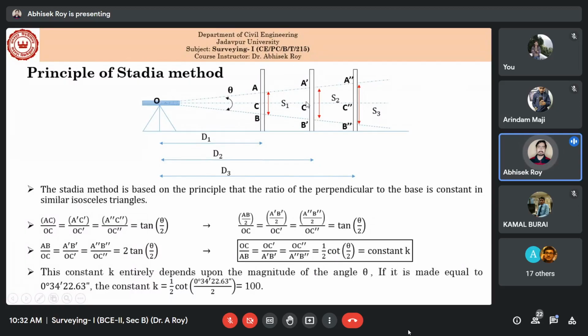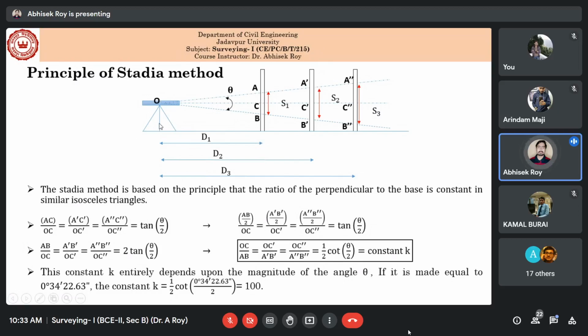Similarly, if you move your staff to distance D2, I don't know what D1 and D2 are. I will calculate D1 and D2 based only on the staff reading. I will not do chaining. This method does not employ chaining, which is why it is a much faster method. I will just hold my staff at a particular place, note down the upper, lower and middle stadia readings, and calculate the distance and also the RL of that point.